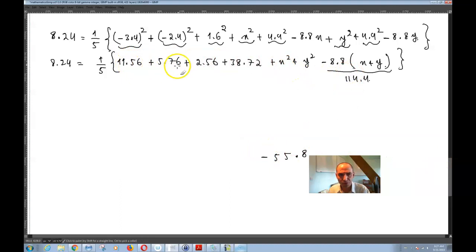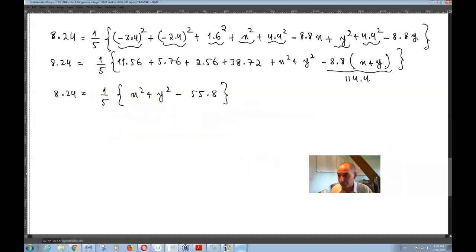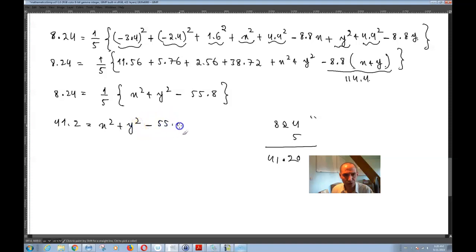So the whole thing over here becomes 1/5 times x squared plus y squared minus 55.8. And over here I have 8.24. Now, what we have here, basically we want to get rid of this 5 here. So I multiply both sides by 5. I get 8.24 times 5, 2 decimal points. 5 times 4 is equal to 20, 5 times 2 is equal to 10, 12, 1. 5 times 8 is equal to 40, 41, and you have 2 decimal points, 41.2. So you get 41.2 is equal to x squared plus y squared minus 55.8.